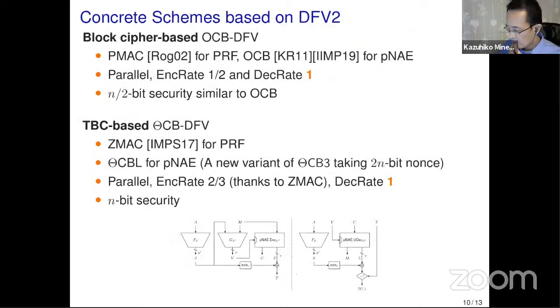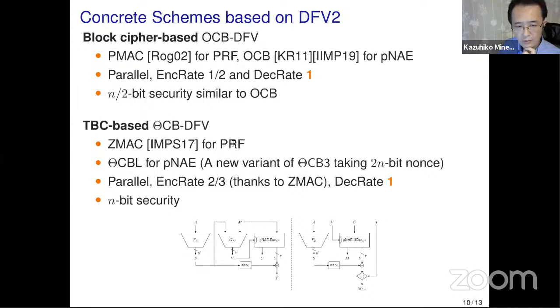Okay, in the paper, I provide 2 concrete instantiations of a particular DFB2, second version. The first version is the block cipher-based one, which we call the OCB DFB. It uses a PMAC for PRF and the OCB for plain nonce-based AE. It is parallelizable, and the encryption rate is 1/2 and the decryption rate is 1, while achieving the half of n-bit security similar to OCB.